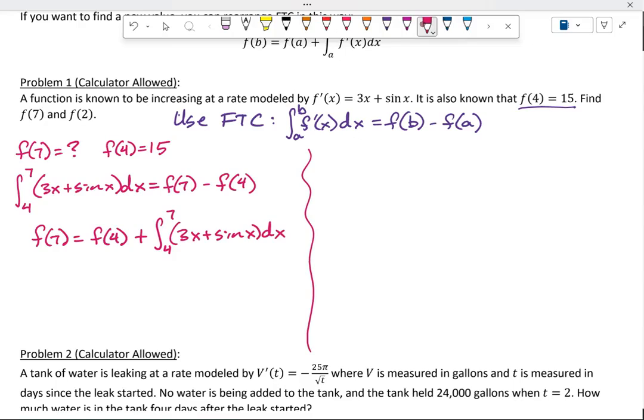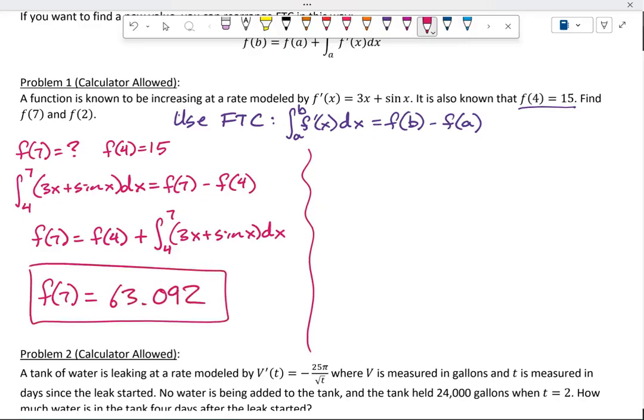And you can go ahead and throw that all into your calculator, f of 4 being 15, and then do your integrals. Go ahead and calculate it with your calculator. What is f of 7? So what is f of 7? What did you guys get? All right, I agree. There we go.